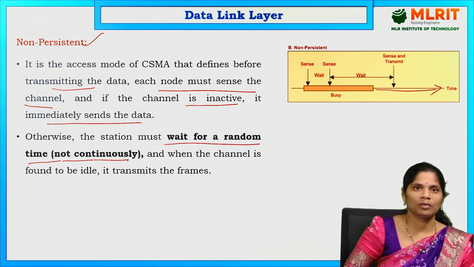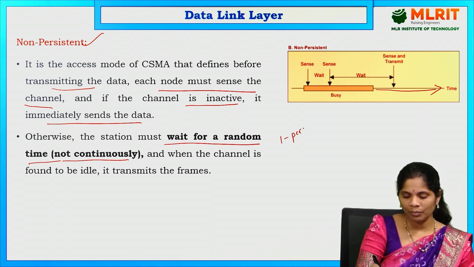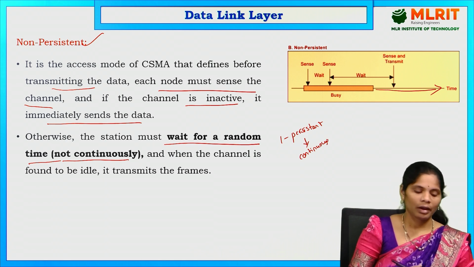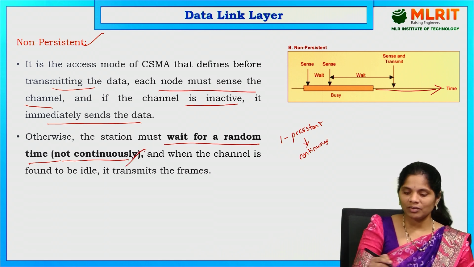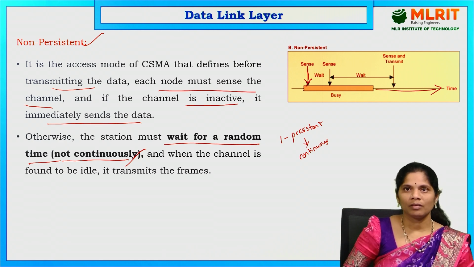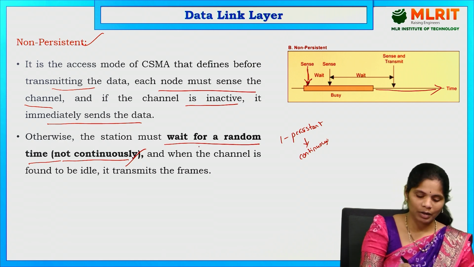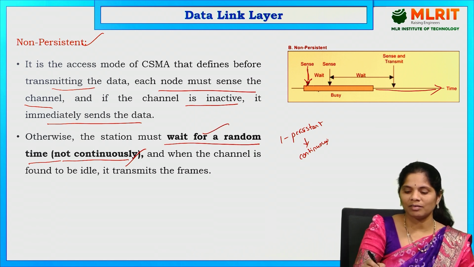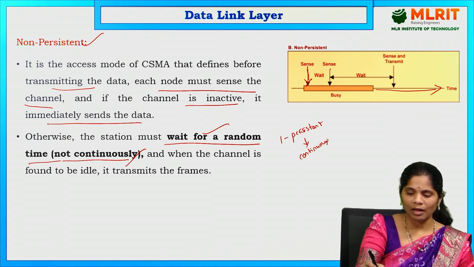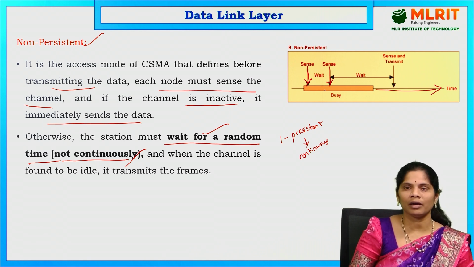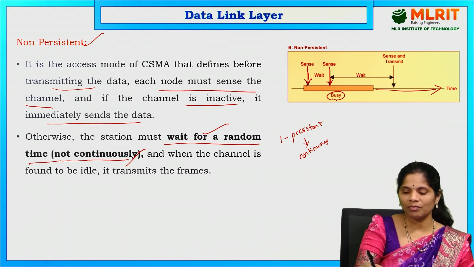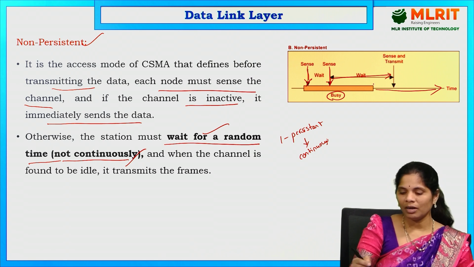In the previous case, one persistent CSMA, it continuously checks the channel. Continuous checking is going on. Coming to this one, it will not check continuously. First it will sense the channel. If it is busy, it will wait some random amount of time, like 5 minutes or 10 minutes. After that, it will sense the channel again, whether busy or idle. If again found busy, it will wait some random amount of time. There is no fixed time. It will check again after some random amount of time.